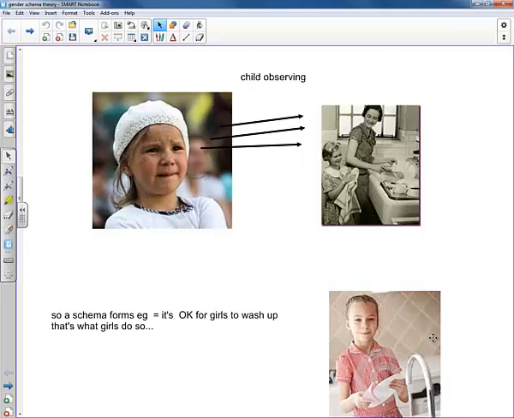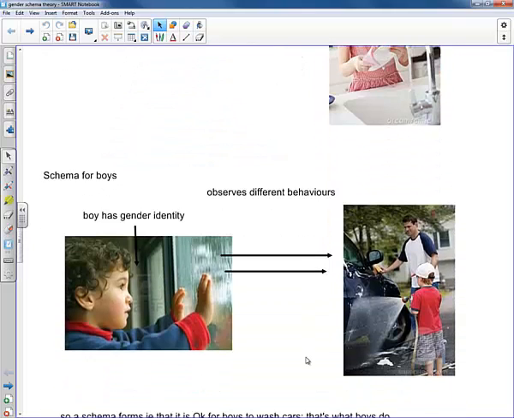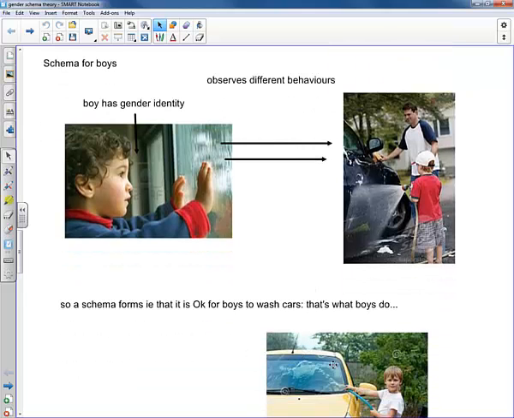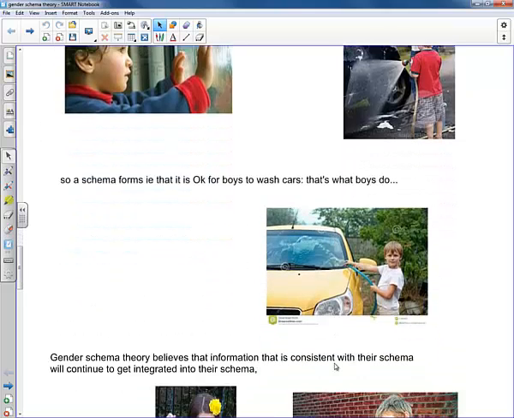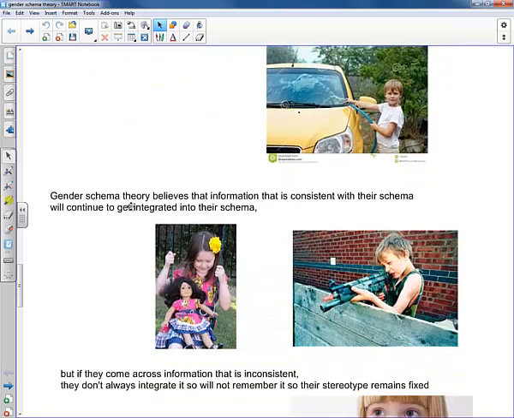So for example, it's okay for girls to wash up because that's what girls do. And they see that boys and girls do different behaviours. So maybe something like, it's okay for boys to wash the car because that's what boys do. And what gender schema theory says is that any information that's consistent with that schema feeds into it. It gets integrated into that schema.